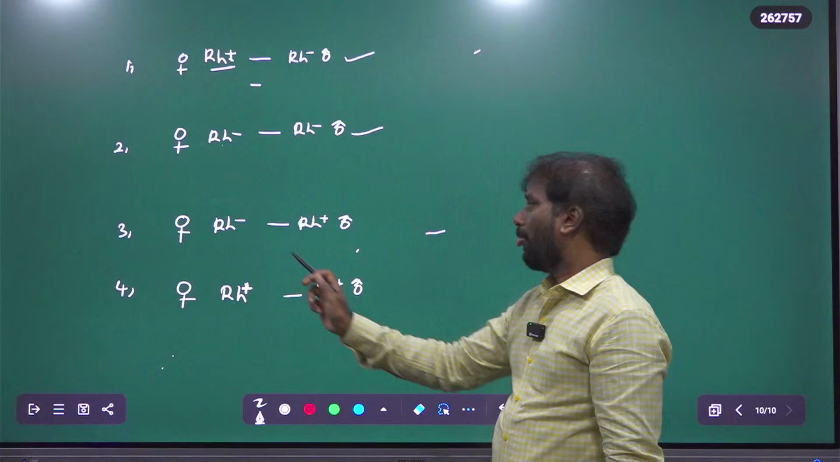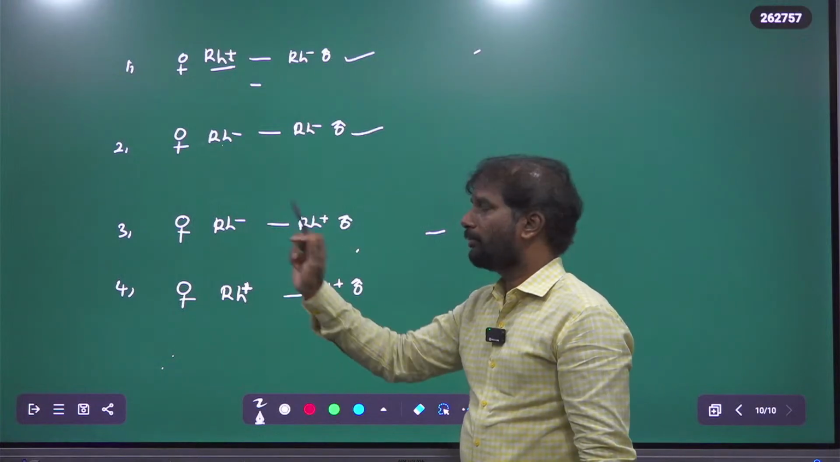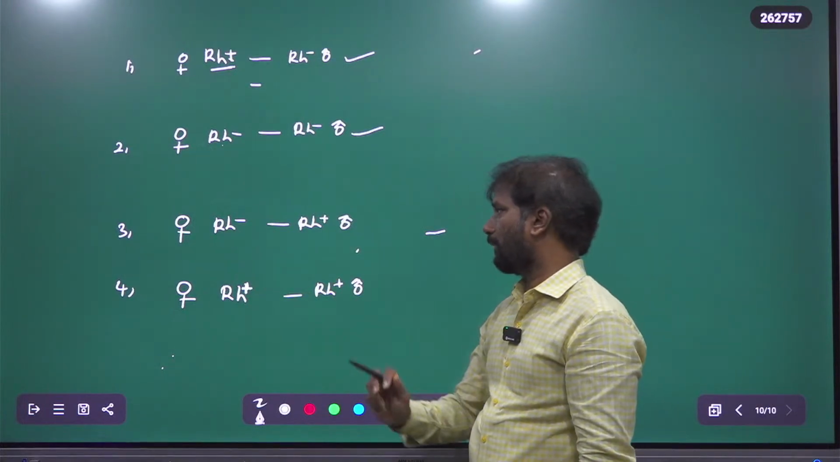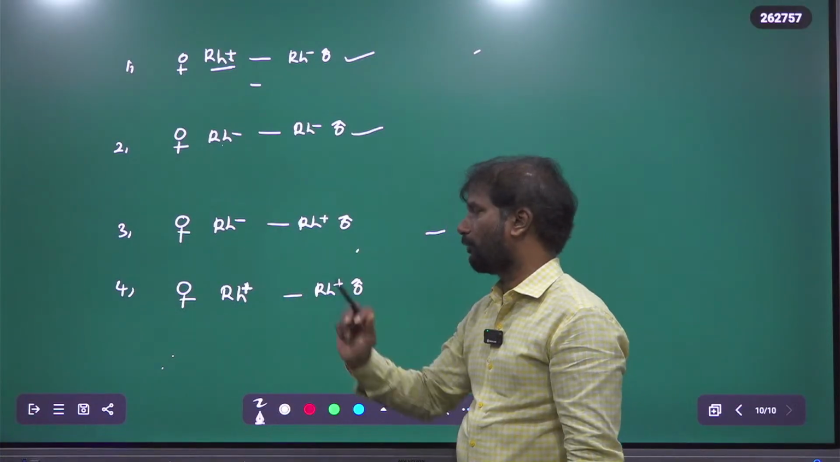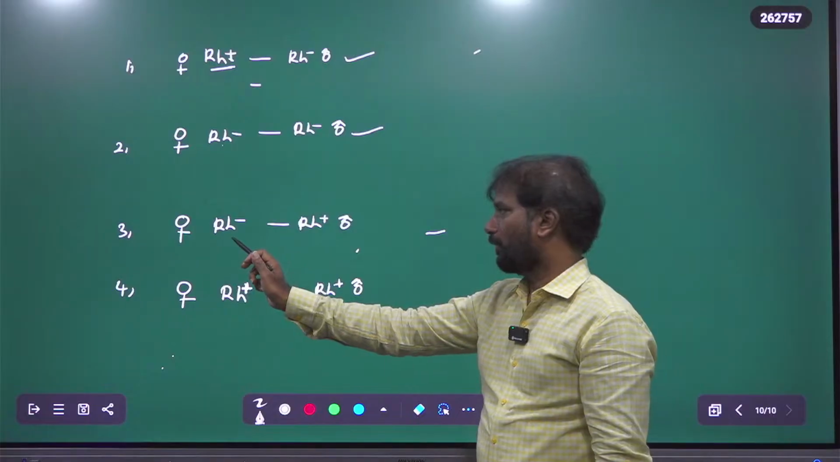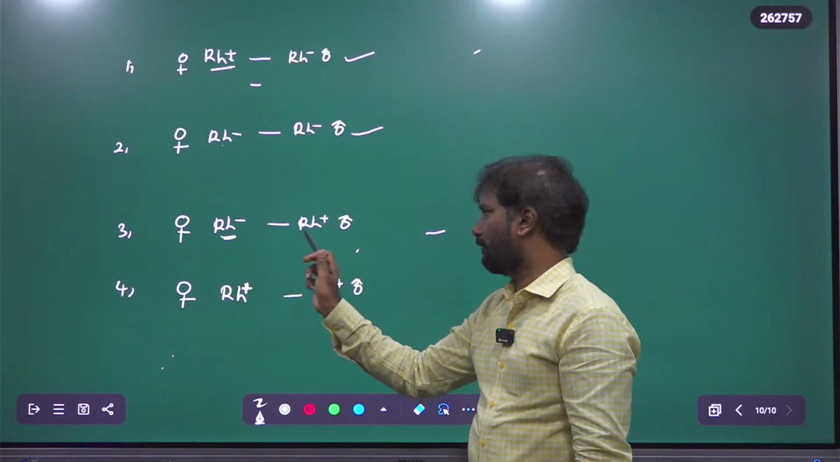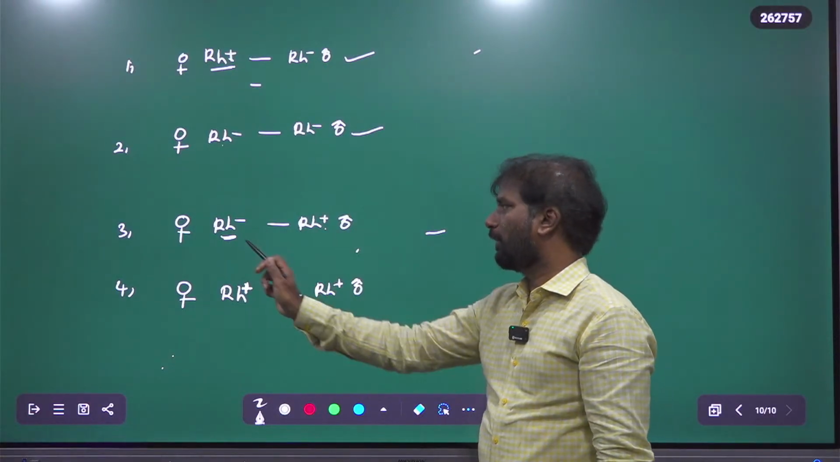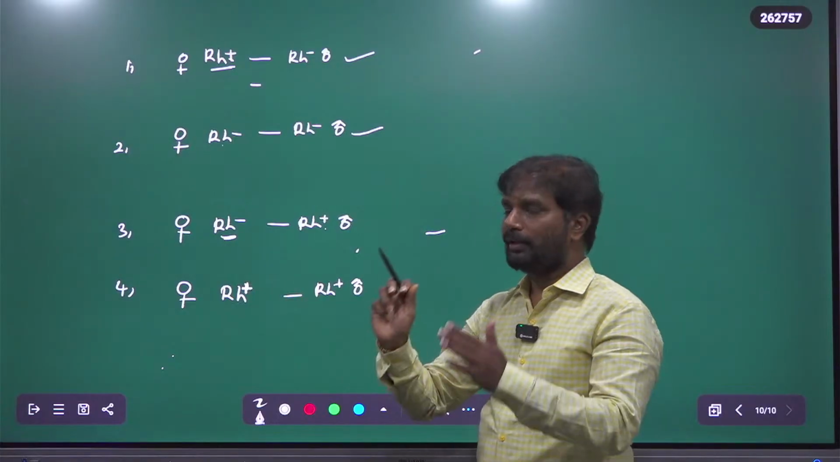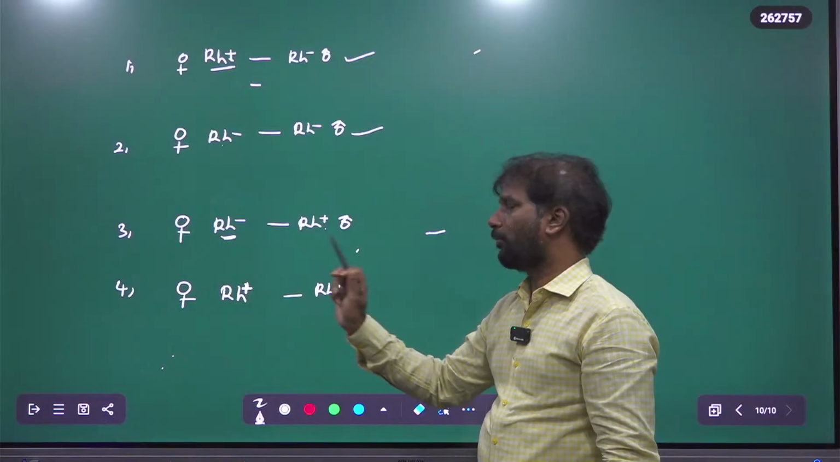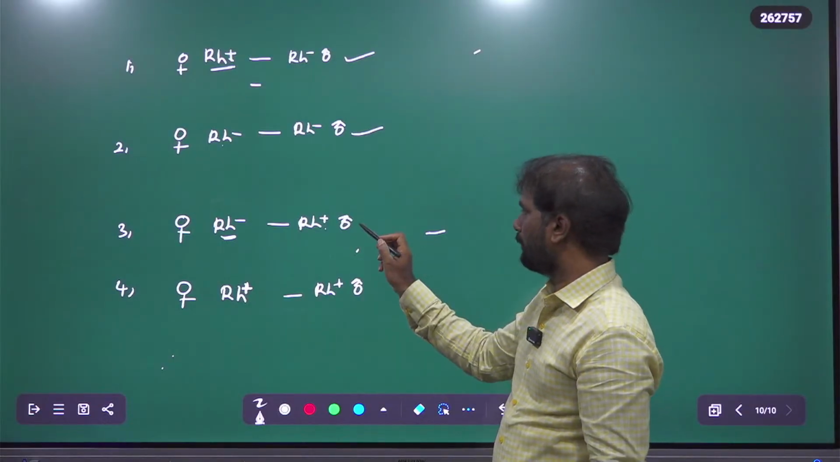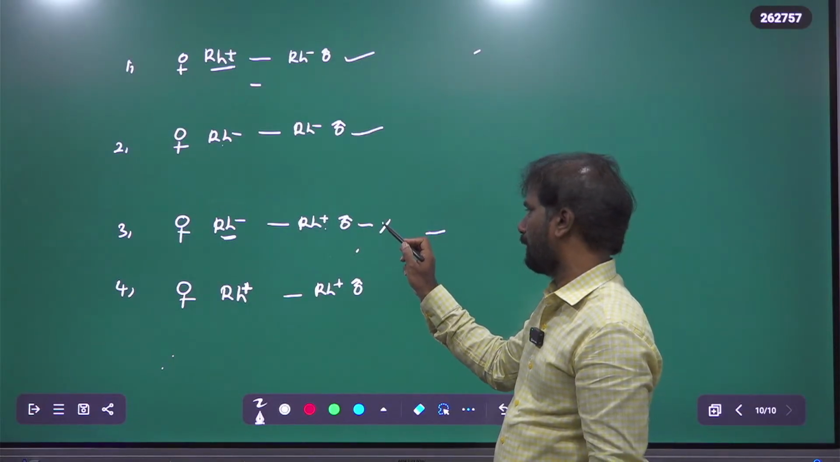Next one, Rh negative female and Rh positive male. Here, when the female carries the pregnancy, the male gives rise to antigens in the mother's body. So the mother is sensitized with the Rh antigens, and antibodies are formed in the mother's blood circulation. That means the second child will lead to death. So this is not acceptable.